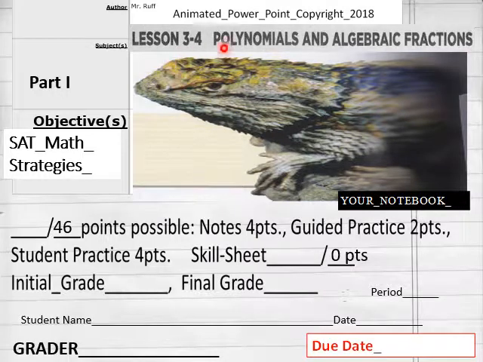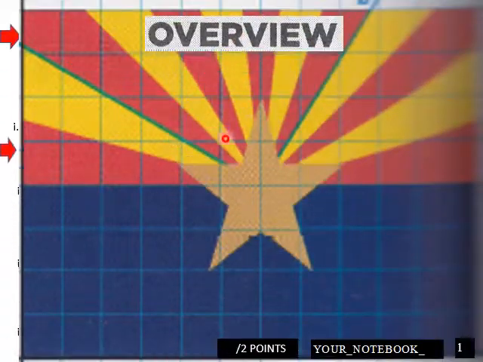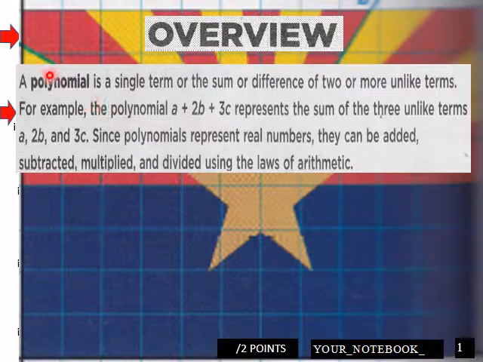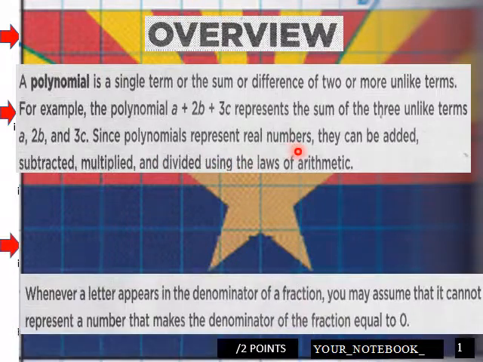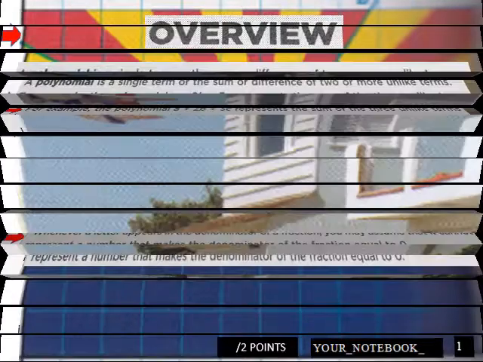So 3.4 Polynomials and Algebraic Fractions. We've got 46 points here of note-taking. Overview of this section: a polynomial, and we define a polynomial here. Since polynomials represent real numbers, they can be added, subtracted, multiplied, and divided using the laws of arithmetic. Whenever a letter appears in the denominator of a fraction, you may assume it cannot represent a number that makes the denominator of the fraction 0.